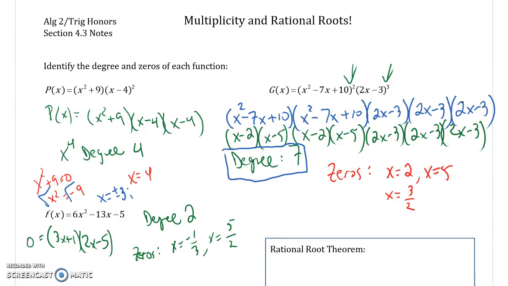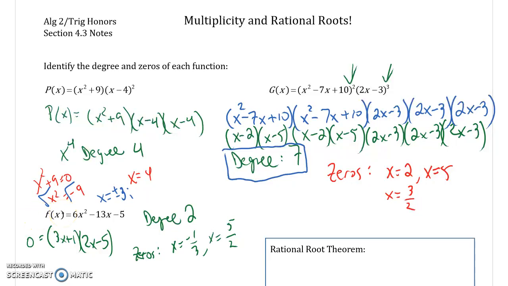Tomorrow we're going to talk about this whole idea of multiplicity and that zeros can be repeated. As a sneak preview, in g of x, the zero x equals 2 has a multiplicity of 2 because it occurs twice, as well as x equals 5. And the zero x equals 3 halves has a multiplicity of 3 because it appears 3 times. If you add up those multiplicities, 2 plus 2 plus 3, aha, you get a total of 7. Magic? No, mathemagic.